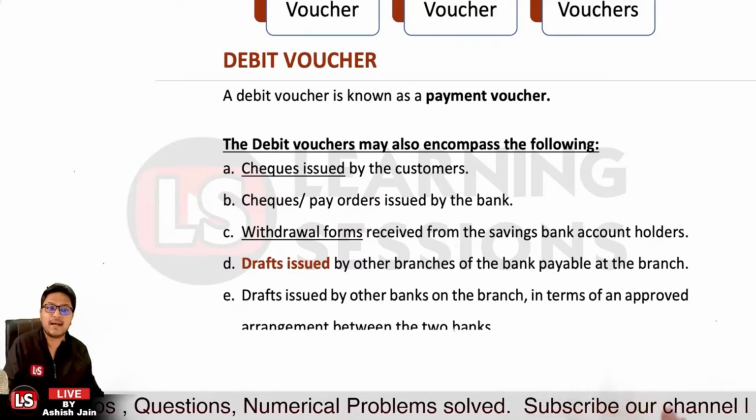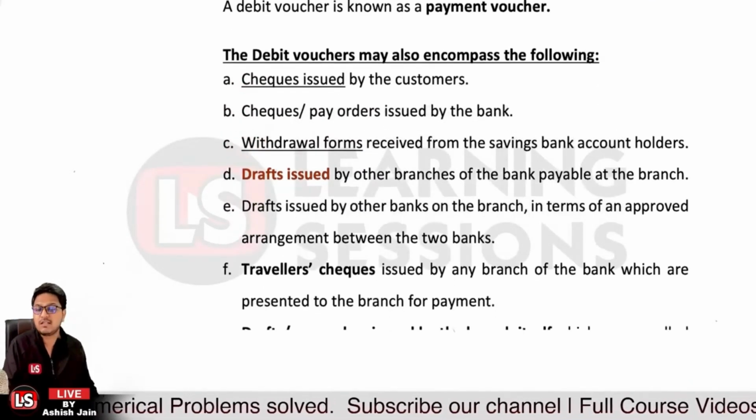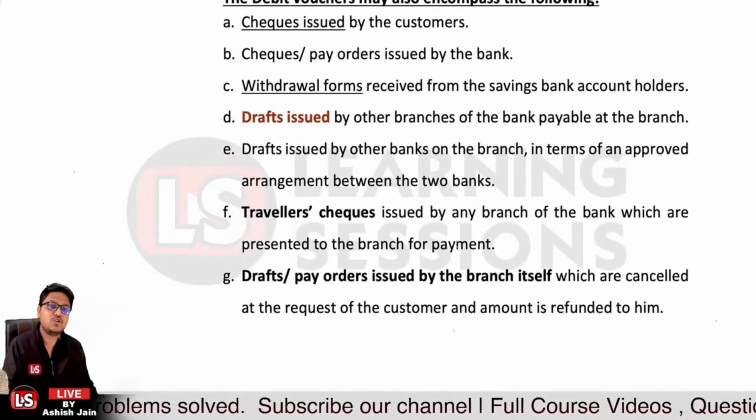Draft issued by the banks on the branch in terms of an approved agreement between the two banks. Traveler's check when it is issued, or draft pay orders issued by the branch itself.